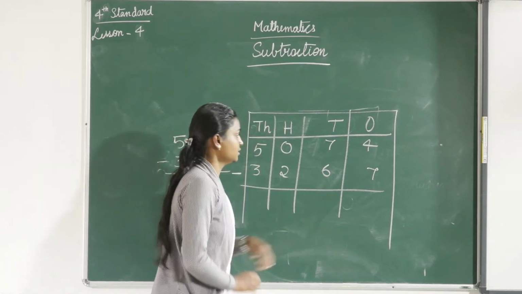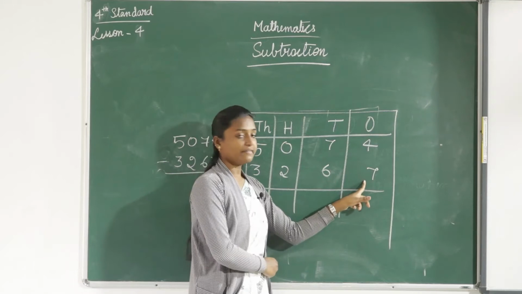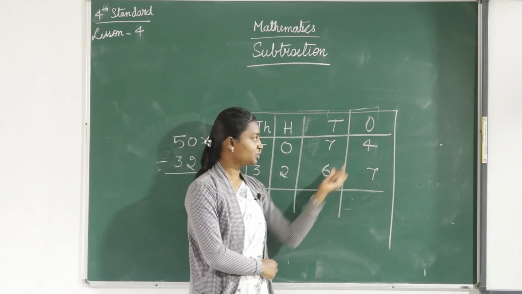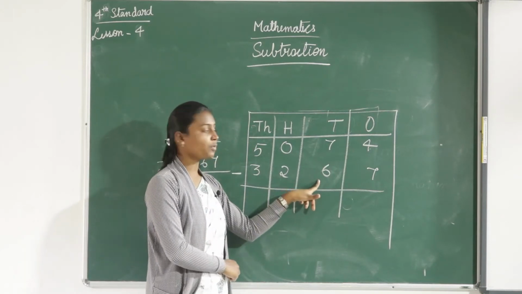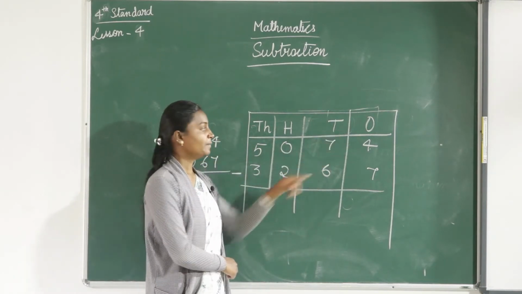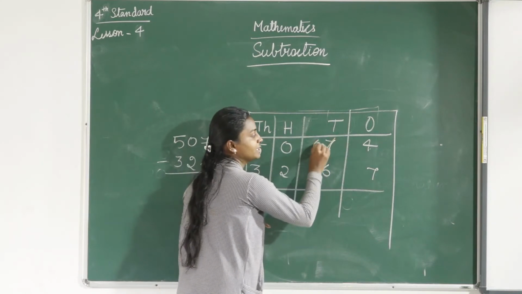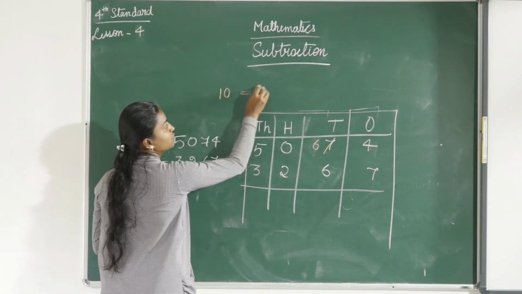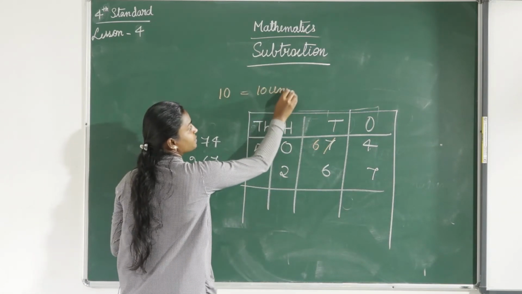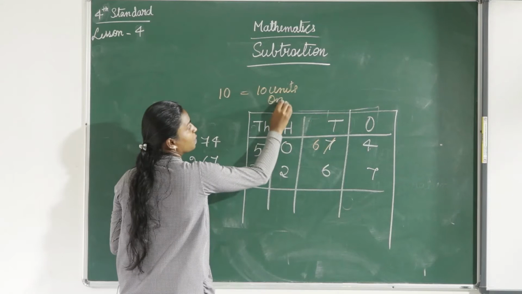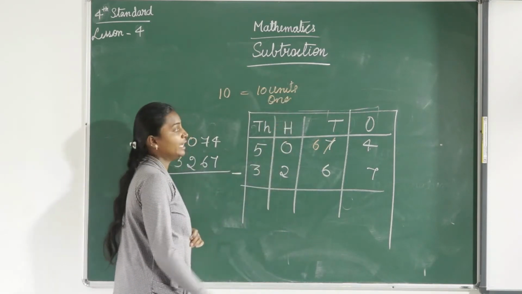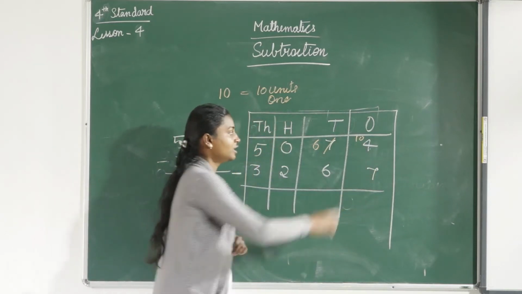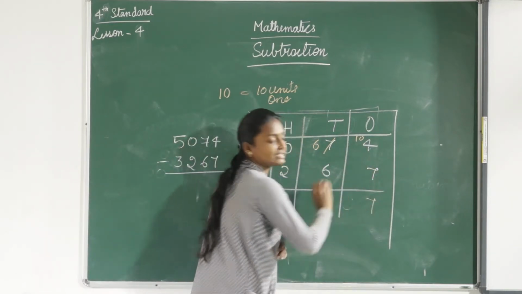So here if you observe, children, 7 is greater than 4. So we can't subtract 7 from 4. So what do we have to do? We have to borrow from the tens place. So that 7 becomes 6, and 1 ten means it is equal to 10 units or 10 ones. So here you are adding 10. So 10 plus 4 is 14. 14 minus 7 is 7.